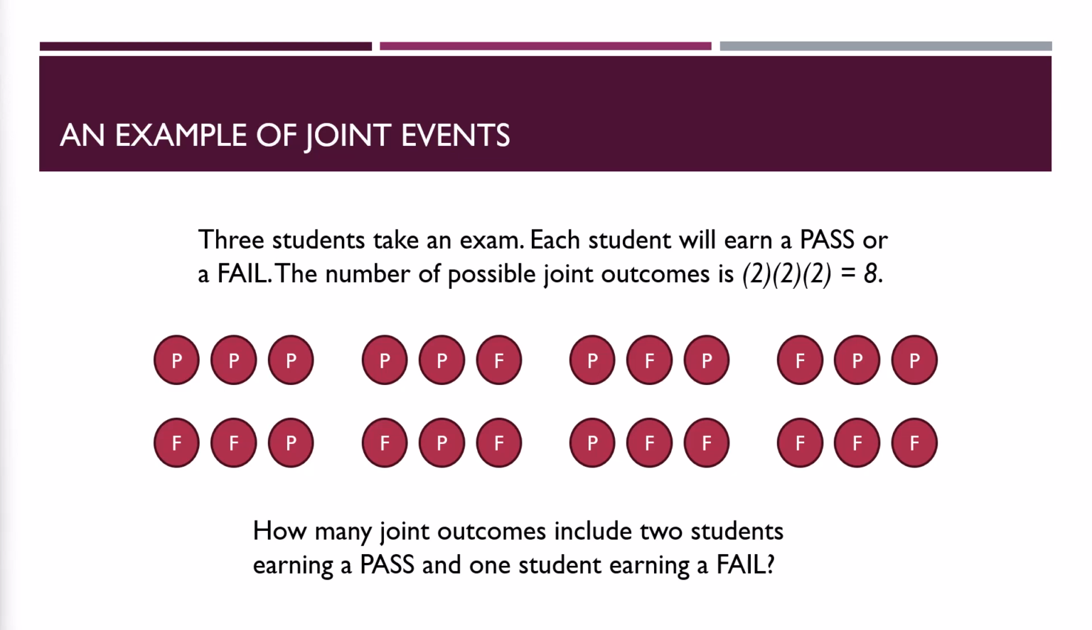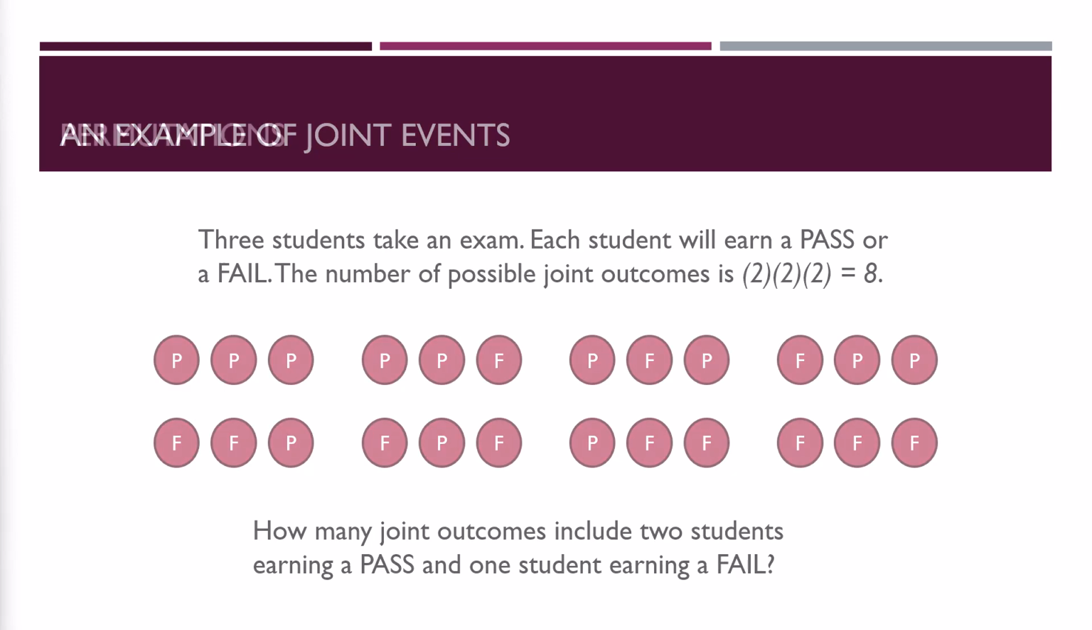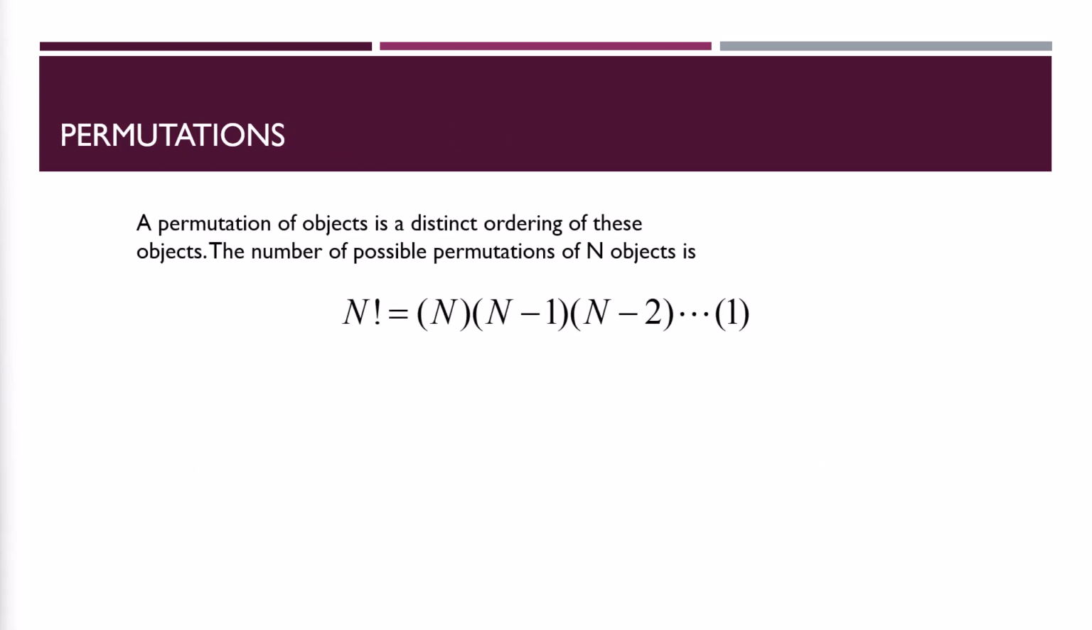The binomial coefficient is based on the idea of permutations. A permutation of objects is a distinct ordering of these objects. The number of possible permutations of n objects is n factorial. We refer to this exclamation point as factorial. This is defined as n times n minus 1 times n minus 2 and so on, taking the product all the way down to a multiplication by 1. Also, by definition, 0 factorial is equal to 1.